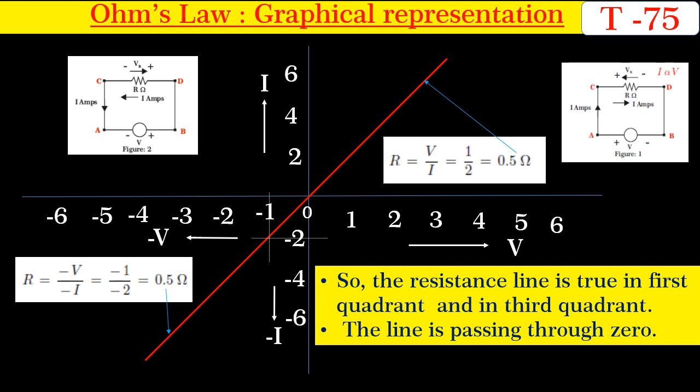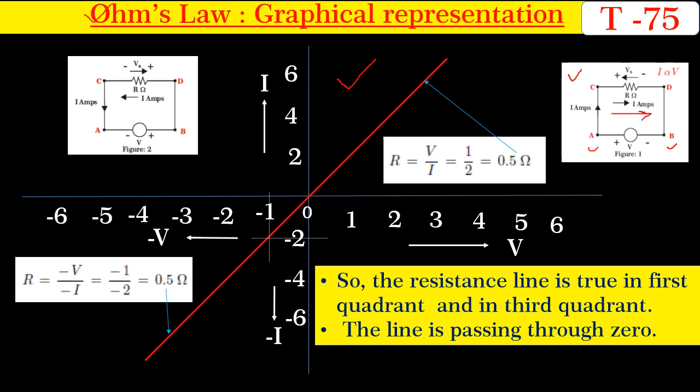Friends, let us extend the discussion on graphical representation of Ohm's law. If you recall, we have represented the Ohm's law in the previous discussion only in the first quadrant, for which we took this circuit wherein the polarity of A is positive here, polarity of B is negative, and the current is in the clockwise direction.